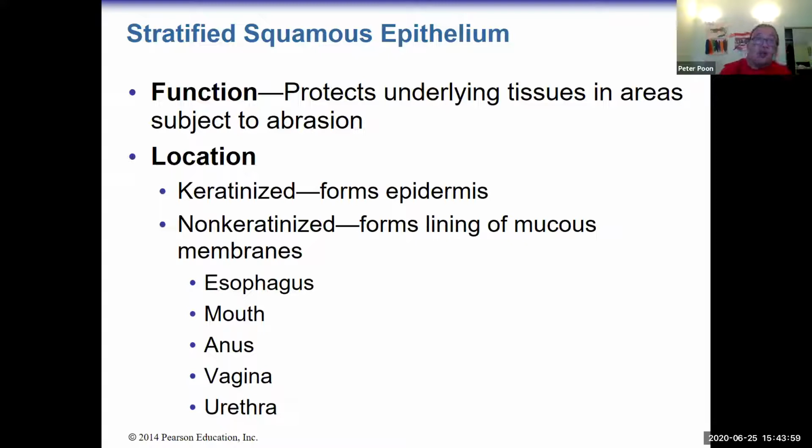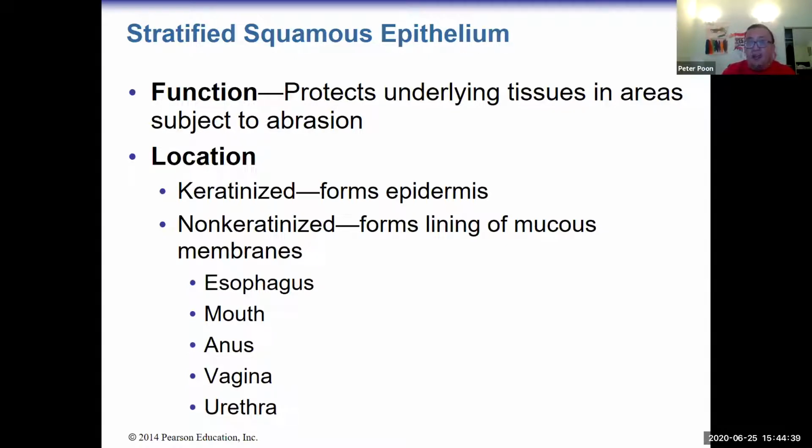Whether it's keratinized or not makes a difference. Keratinized forms the epidermis, the outer layer of the skin. The keratin kills the cells and makes it harder and drier. The cells on the surface of your skin are basically dead. They have no nucleus. They have no function. They're just there for protection. Keratinized epithelium are usually dead at an apical surface.